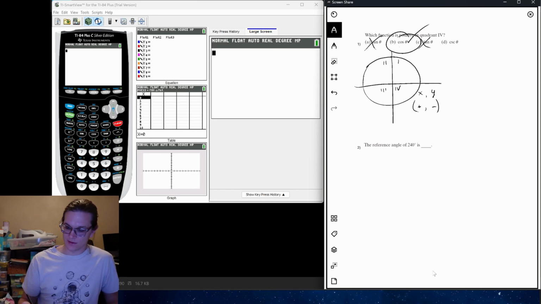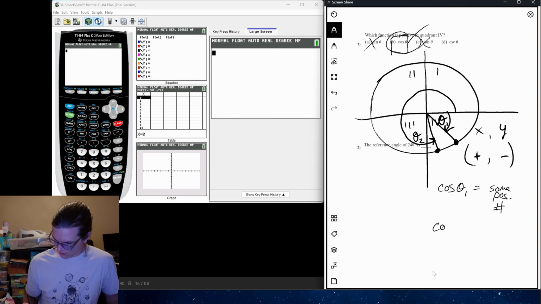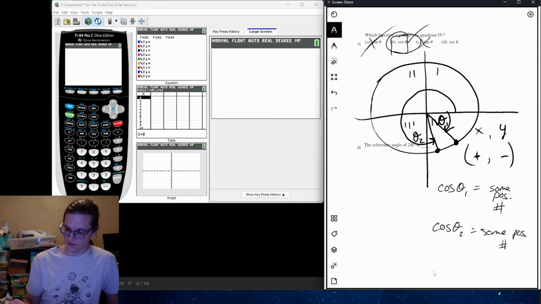And the way to say that in words is cosine of theta is the only function that, when performed on an angle in quadrant 4, is going to result in a positive value. Right, so what I'm saying there is if you have an angle, this positive angle theta 2, or this negative angle theta 1, the only time you're going to get a positive out is when you do cosine on theta, either of these. So cosine of theta 1 is some positive number, cosine of theta 2, some positive number. And that is not the case for this, this, or this.